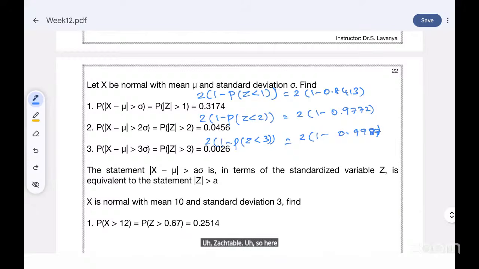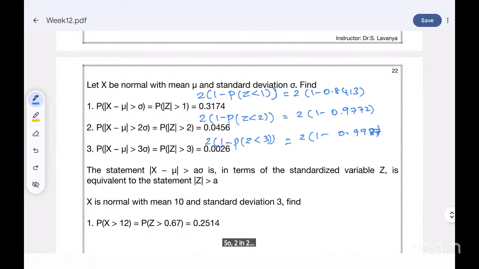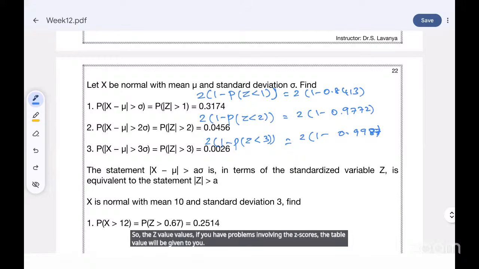So here, if you do this, are you getting the same answer? It's a very mild difference only. So 2 into 1 minus 0.9987, that is 0.0026. Fine? So if you have problems involving Z scores, the table values will be given to you.